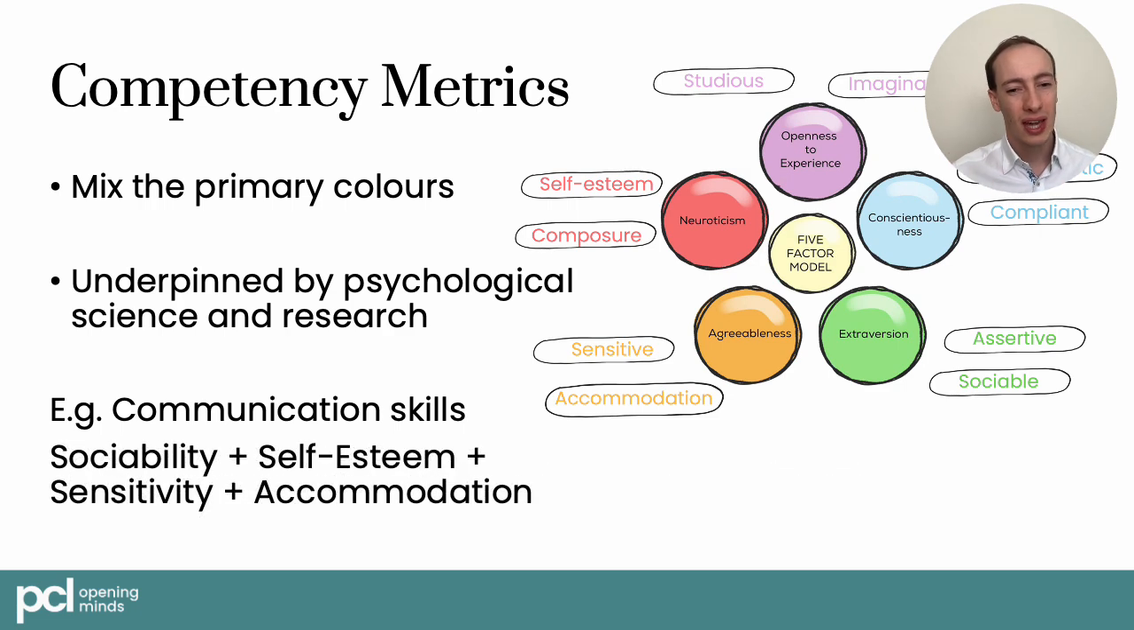So, communication skills actually draws from these 4 personality scales. There's sociability, self-esteem, sensitivity, and accommodation. What's really interesting with these, by the way, is it doesn't mean that more of each of these components is better. It's not that somebody with really high sociability, really high self-esteem, and so on is going to be somebody who is fantastic at communication skills.